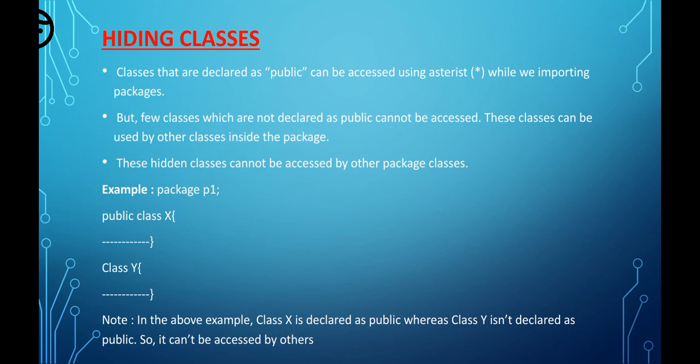So here's the example. We could see package p1 is the package name, thereafter public class x. So here we are defining class x as public, thereafter class y, the second class, which is not public. We didn't mention public, so that's why class y can't be accessed by classes of other packages, but it can be accessed by class x as they belong to the same package.